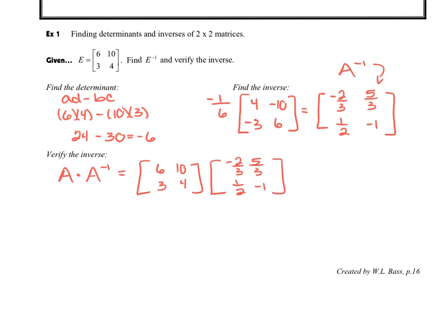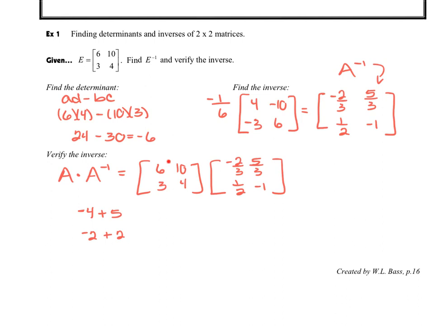So remember, when we do our matrix multiplication, I'm going to take this product. So 6 times my negative 2/3 is going to give me a negative 4. Then my 10 times my 1/2 is going to give me a 5. So I'm going to add my 5 there. Continuing, I'm going to take my 3 times my negative 2/3, and that's going to give me a negative 2. And my 4 times my 1/2 is going to give me a positive 2. You guys might feel really comfortable with your matrix multiplication by now.